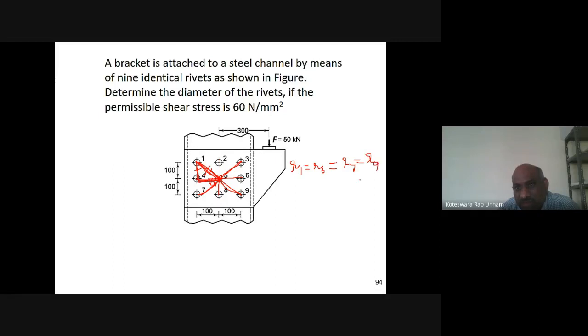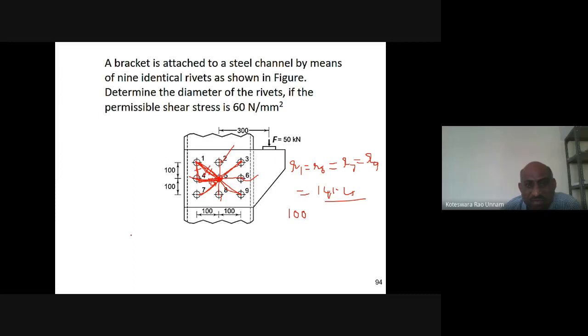And what is that value? That is square root of 100 square plus 100 square, that means root 200. Root 200 is nothing but 141.4 or so. That is R1, R3, R7, R9. Then R2, R6, R4, R8, the remaining ones, are only 100 mm. So now I know R values for all the rivets.